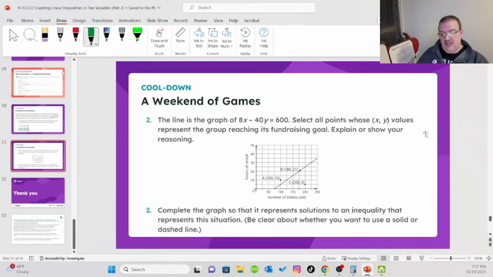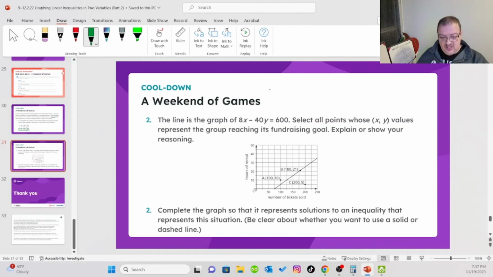Number 2, the line is the graph of 8x minus 40y equals 600. Select all points whose (x, y) values represent the group reaching its fundraising goal. Explain or show your reasoning. So an easy way to do this, my favorite point to check is always (0, 0), the origin. Well, if I say 0, they don't sell any tickets. 0, they don't have any expenses. They don't make any money. So that could not possibly be the solution. So A would not be in the solution region either.